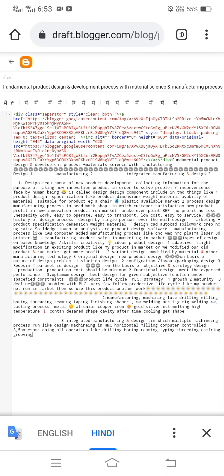So this is the fundamental of design and manufacturing with material science and manufacturing.